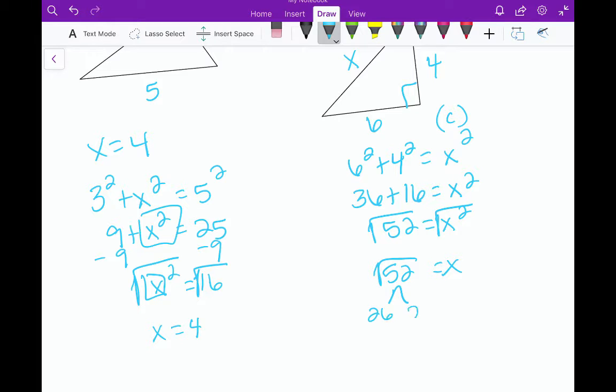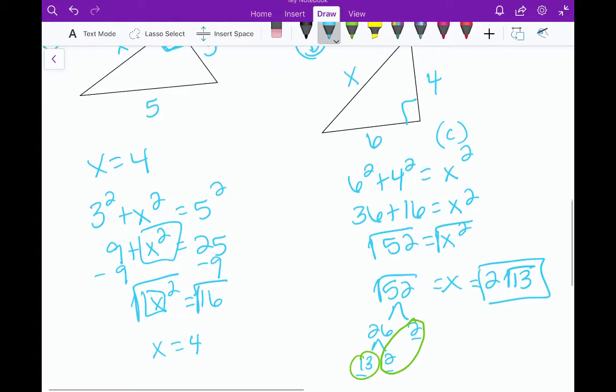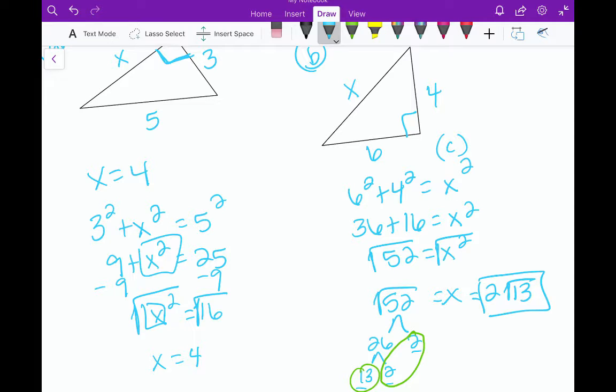52 is 26 times 2. 26 is 13 times 2. Those are all prime, and I notice that I have a pair of 2's. The 13 does not have a friend, so he stays home. So this is the same as 2 times the square root of 13. That's what the square root of 52 is, and so that's what the hypotenuse of that triangle would be.